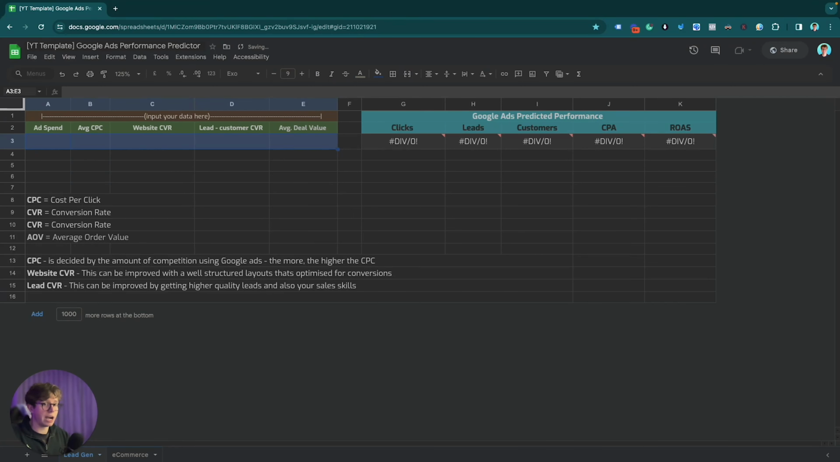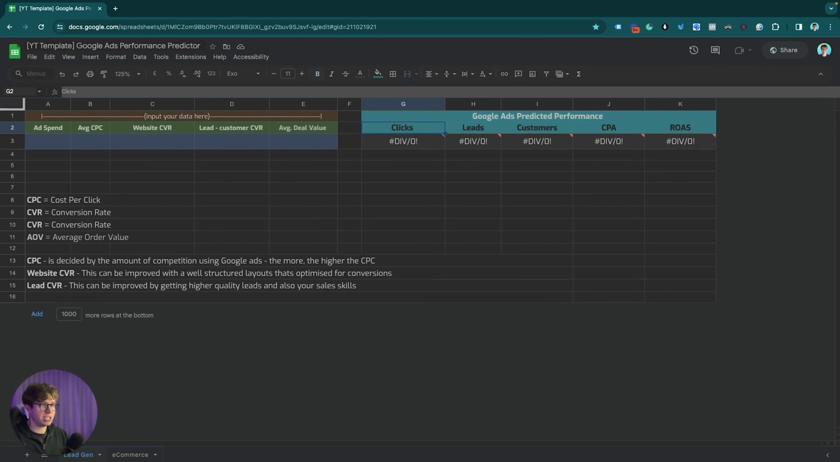So we want to know how much we should be spending on Google Ads for our lead generation account and the sort of metrics we can expect to see in return from this. Now, this is a calculator I've created so you can see exactly that. So what we're going to be able to forecast is on the right hand side here.